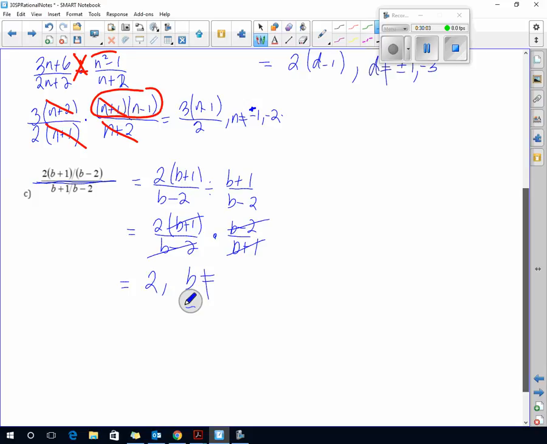So my question to you is, I got an answer of 2 and b cannot equal 2. Is that okay? I hear no solution. Was I solving something? No. So this is good. It just simplifies to be 2. I didn't say b equals 2. I just said everything simplifies to 2. Right?